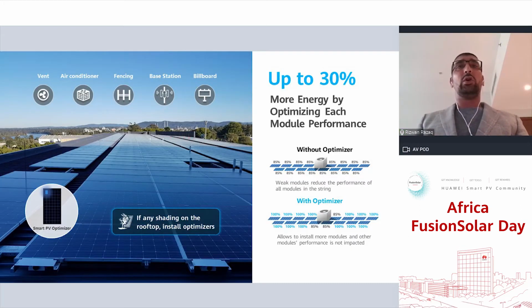Coming into the section of optimizers, you can benefit by achieving up to around 30% more energy with the optimizers being installed on your particular PV plant. So how does that happen? Basically you will have multiple different impacts on your roof that are causing shading on your PV modules, and that can be from obstacles or from debris, from modules not being cleaned routinely.